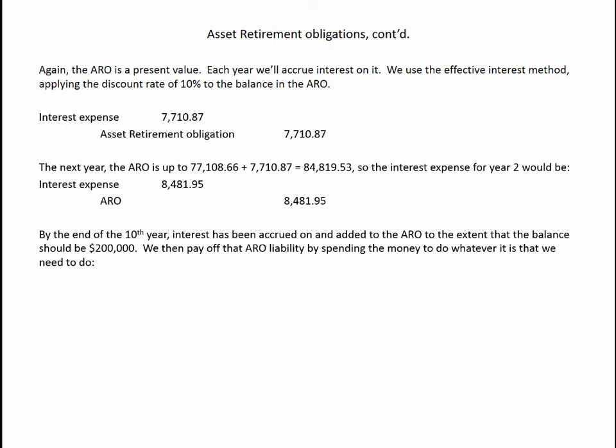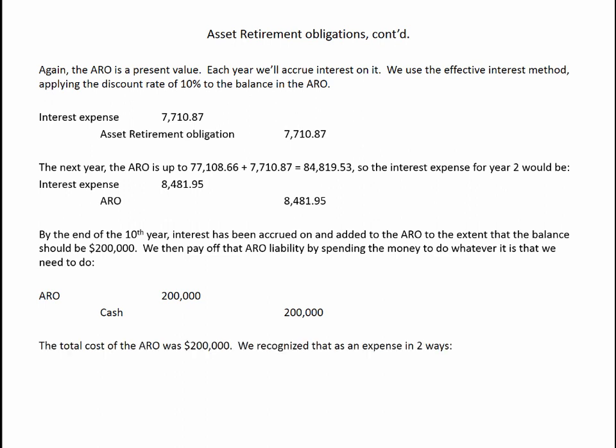By the end of the 10th year, interest has been accrued on and added to the asset retirement obligation to the extent that the balance should be $200,000, plus or minus a few pennies for a rounding error. We then pay off that asset retirement obligation liability by spending the money to do whatever it is that we have to do. So we spend the $200,000 on restoring the land or whatever it is, and that satisfies the asset retirement obligation.